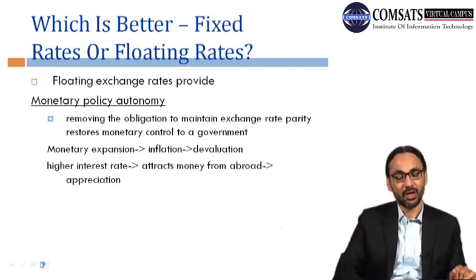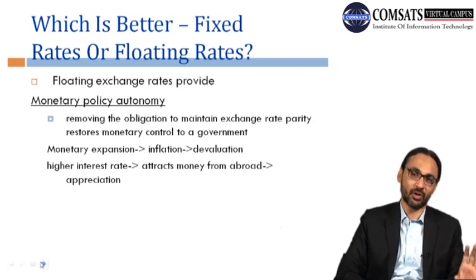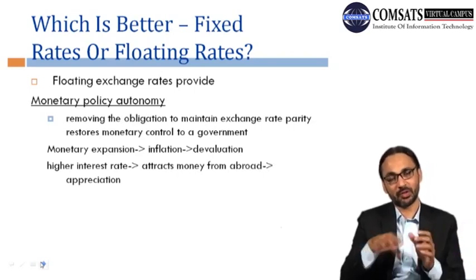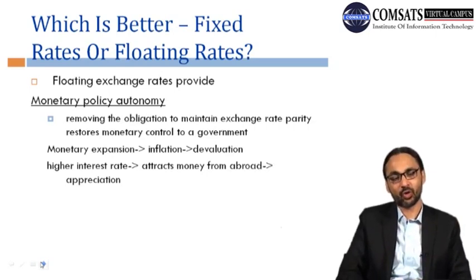And on the other hand, if the country increases the interest rate within the economy, what's going to happen? Foreign investors will be attracted because the interest rate is higher in the economy. A higher interest rate leads to the attraction of money from abroad, an injection of foreign capital, which will lead to appreciation of the currency. This is the flow of monetary policy, and that's how government controls its monetary policy. The independence of monetary policy is achieved through the floating exchange rate.